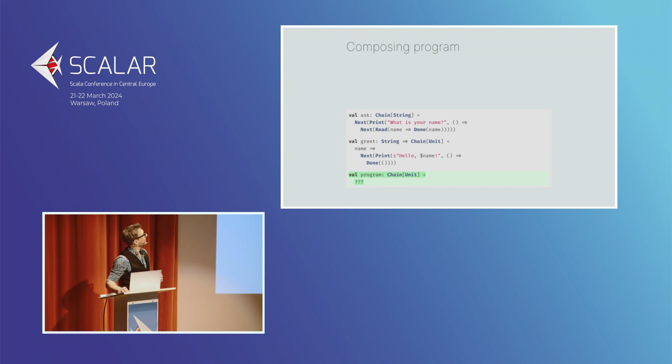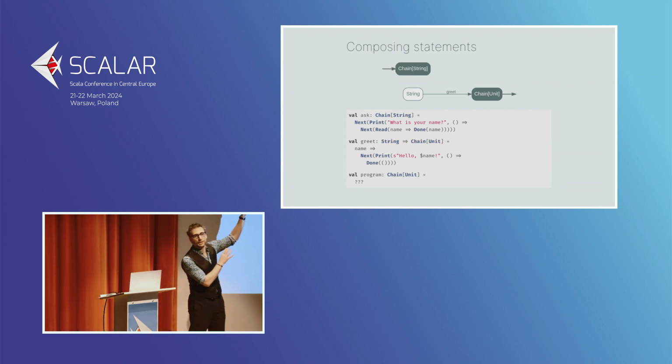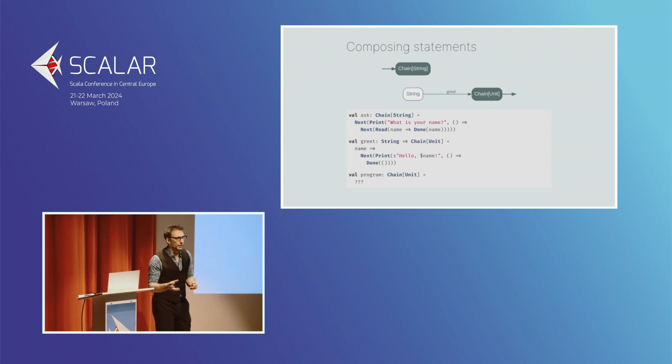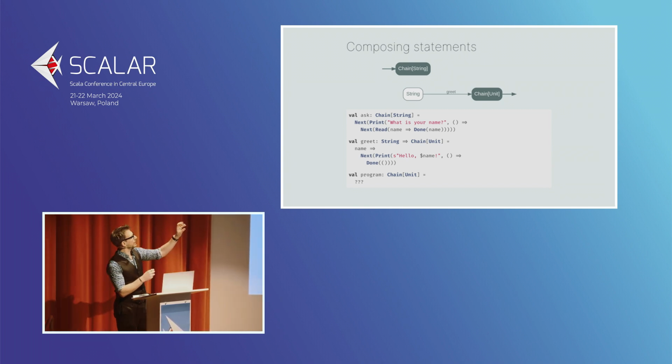So let's look at that as a diagram. We have a chain of string, want to get to a chain of unit, and we have a string to chain of unit. Now, in these diagrams, whenever you see a sort of triangular shape like that, that means something flat mappy is going on, something monadic is going on. Here, obviously, think about it. You have a chain of something, you have a function from something to chain of something else, and you want a chain of something else. That's a direct call to flat map.